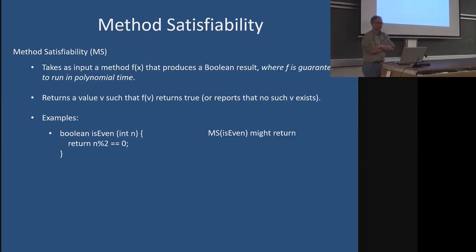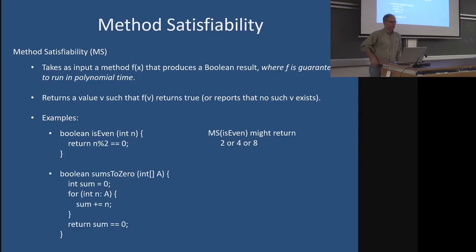What else might MS of is even return? 0. Any even number, right? 2, 4, 8, 10, negative 8. So that's what it does. It somehow looks at the code it gets, or runs the code it gets, or does something with the method it gets, and figures out somehow, I mean, this would be challenging to implement, a parameter. It gives you back something you can feed to the original function so that it will return true.